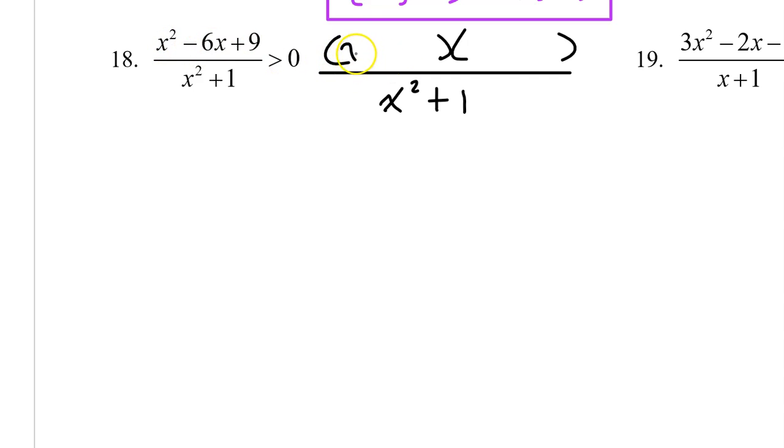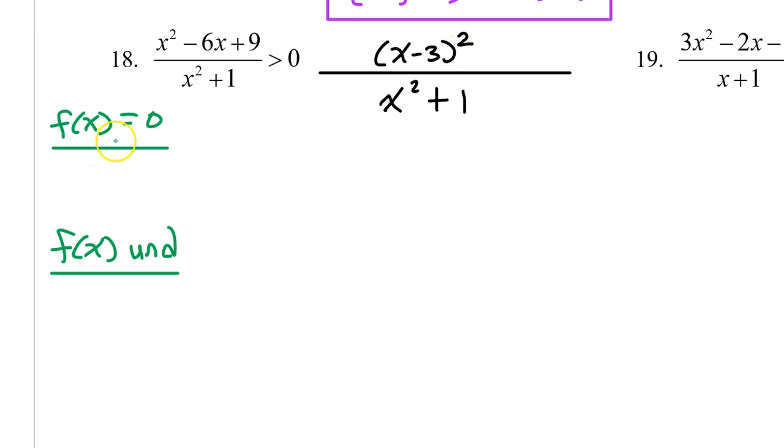X squared will factor as x times x. 9 will either factor as 3 times 3 or 1 times 9. Let's go with 3 times 3. Inner plus outer must equal the middle. So I need negative 3x and another negative 3x to make negative 6. Also, negative 3 times negative 3 is positive 9. Now that I notice that this factor is repeated twice, I would rather rewrite this as x minus 3 quantity squared. F of x will equal 0 where the numerator is equal to 0.